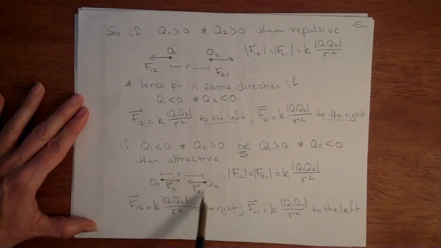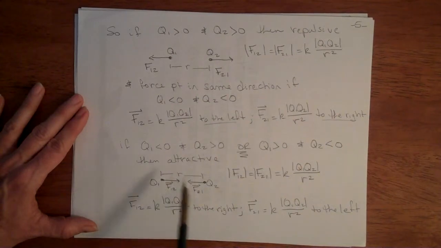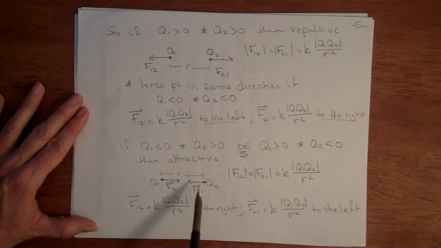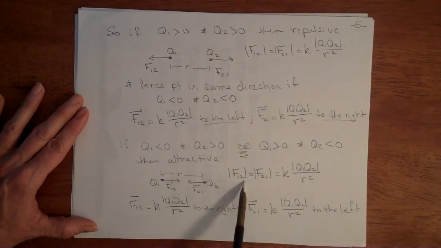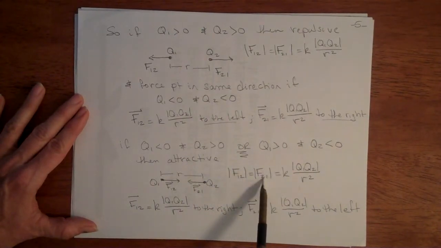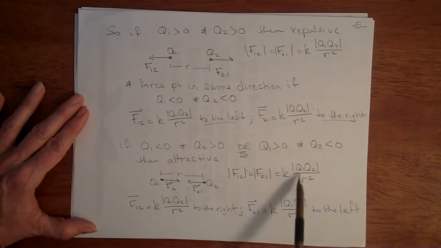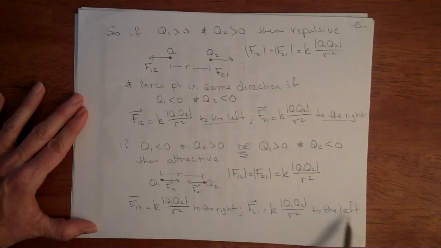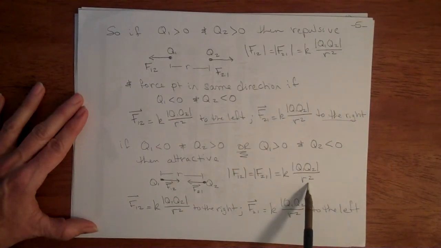So here again we have q1 and q2 separated by some distance r. Now the force exerted on 1 by 2 is to pull 1 toward 2. The force exerted on 2 by 1 is to pull 2 toward 1. The magnitudes are given exactly the same, Coulomb's law, k, product of the charges involved with the absolute value bars, divided by the distance between them squared.